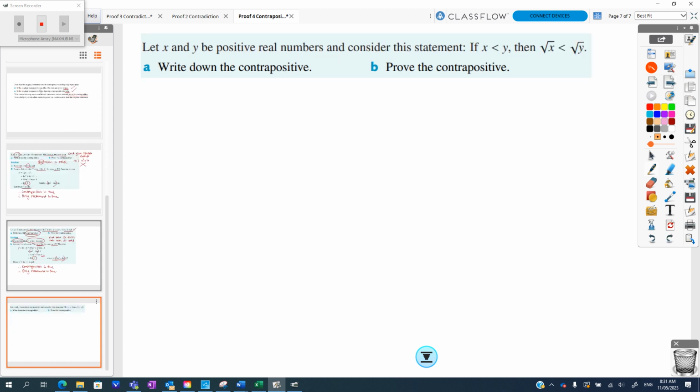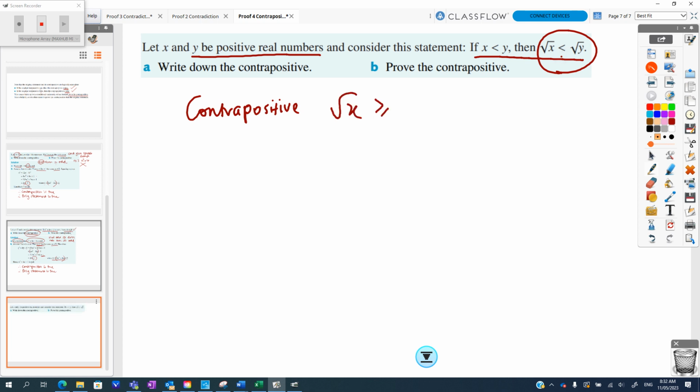Okay, so this one's a little bit trickier. So we've got x plus y are positive real numbers, and this is the statement we have to prove. I haven't put the answer in, but it's coming out of the book anyway. So the contrapositive, see, the opposite of that statement is root x. The opposite of less than is greater than or equal to. Okay, contrapositive, if the second, then x and y, less than becomes greater than.